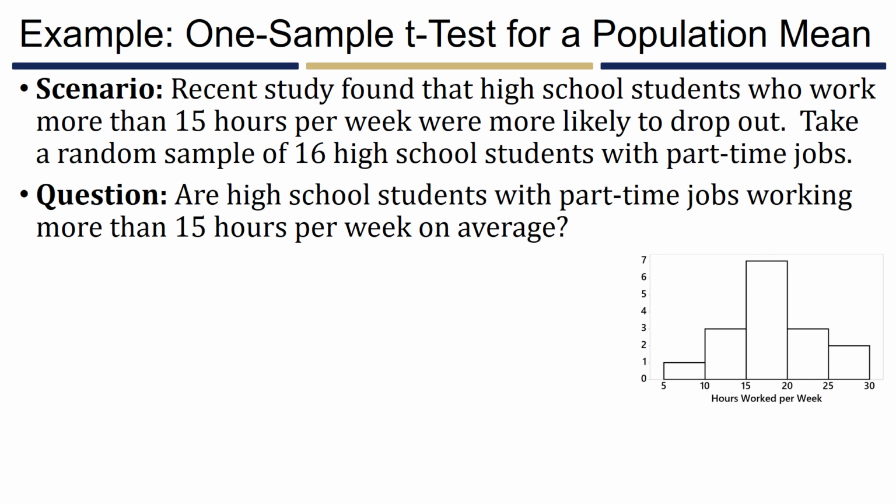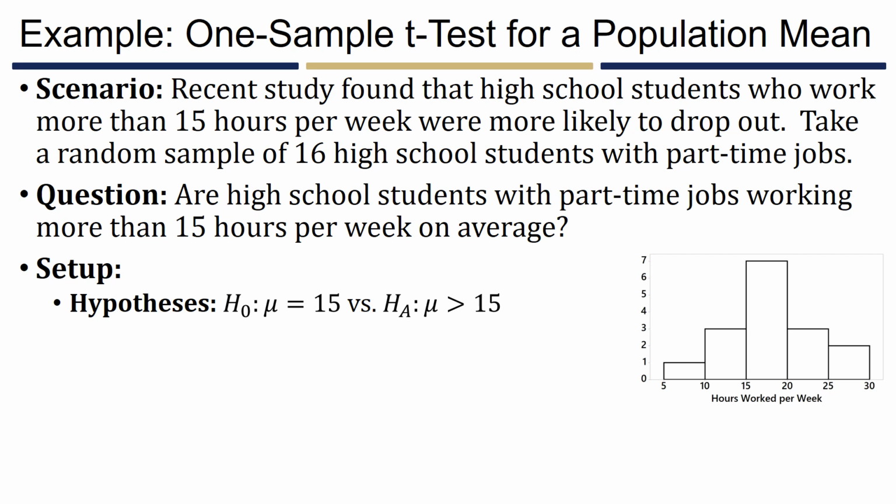Mu represents the average number of hours worked by a typical high school student who has a part-time job. And our hypothesized mean here is going to be our cutoff for when students are more likely to drop out, which is 15. So we can set up the null hypothesis as mu equal to 15, meaning that high school students are not working too much, versus the alternative, that mu is greater than 15. High school students are working too much.